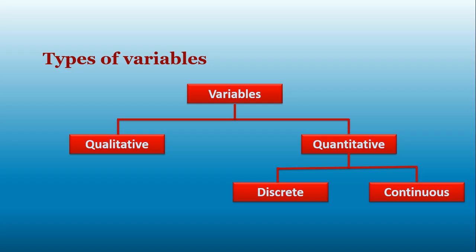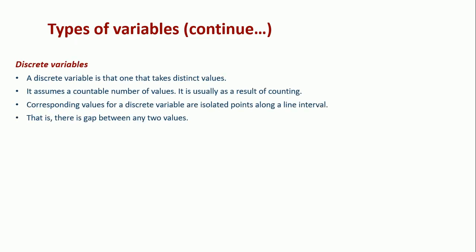So what is the difference between discrete and continuous variables? A discrete variable is that one that takes distinct values. It assumes a countable number of values, and it is usually as a result of counting. Corresponding values for a discrete variable are isolated points along a line interval. That is, there is a gap between any 2 values.